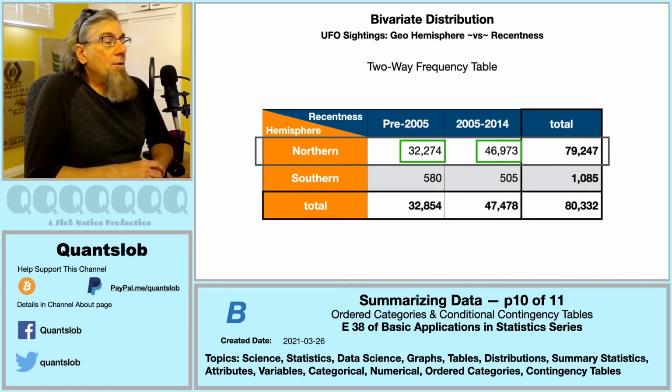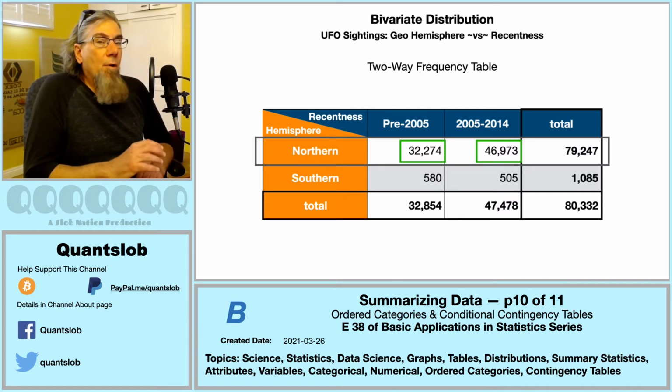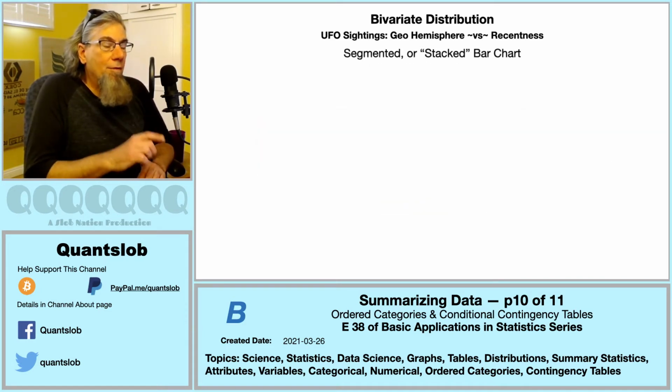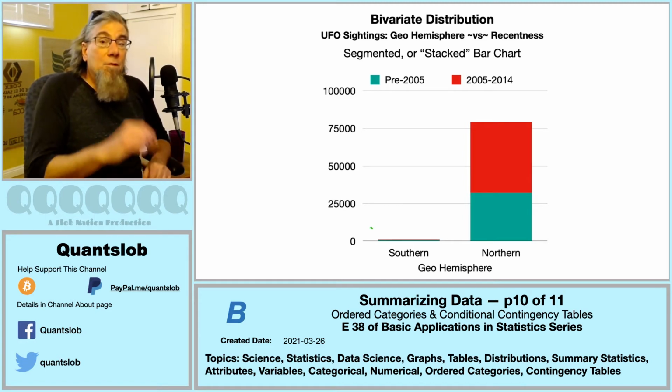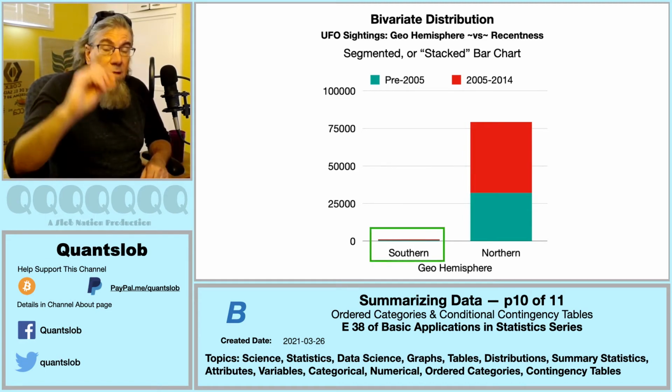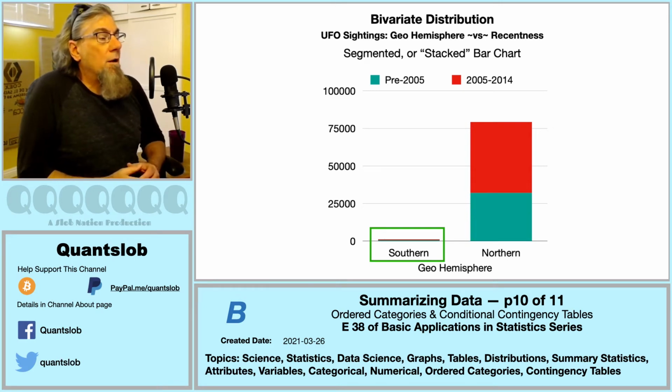Now, if we were to make use of a frequency segmented bar chart in hopes of helping us get to our answer, this is what we would end up with. And this is not very helpful at all. This is pretty much impossible to see the distribution of recentness for the southern hemisphere. This stacked bar chart is like itty bitty. It's too short. We can't really see what's going on in there.